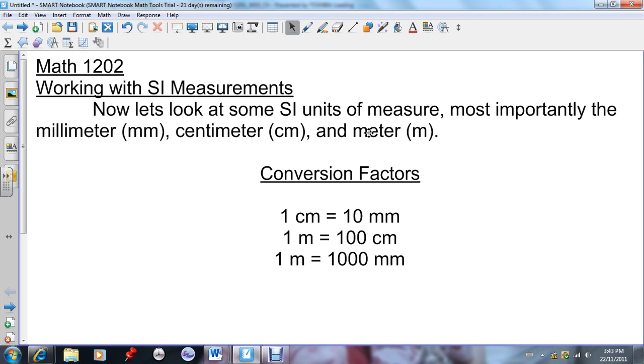Now, what I have down here is conversion factors. You will need these in order to convert from one unit to another. Here's what you need to know. We should know that 1 centimeter is 10 millimeters. How do we know that? We just do. The millimeter, out of millimeter, centimeter, meter, is the smallest measure, about the width of your fingernail.